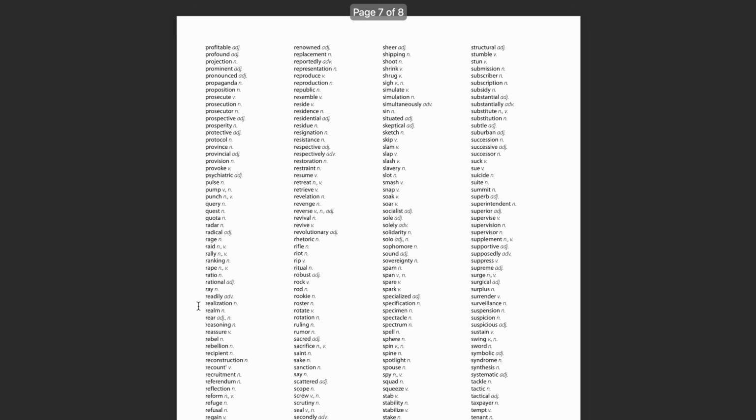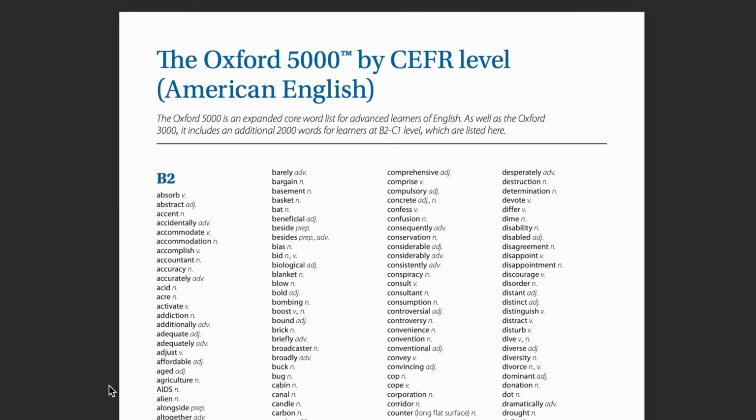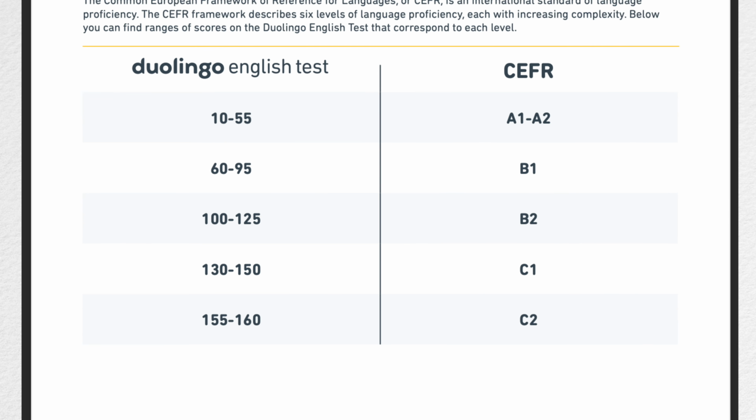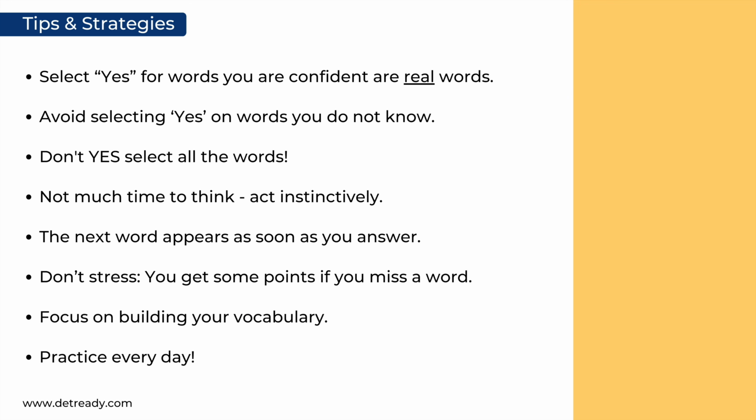Word lists like these are helpful because the vocabulary is usually put into levels. The ones you can see right here are considered a B2 level. So what you could do is go through these words on this word list and just check off how many you know. Then you can compare it to the Duolingo scoring criteria. So the Duolingo test equivalent to a B2 English level is somewhere between 100 and 125.